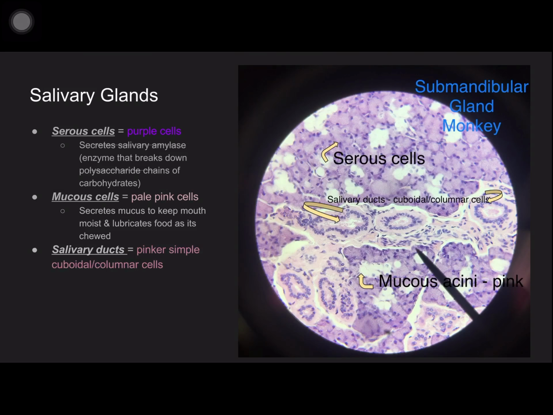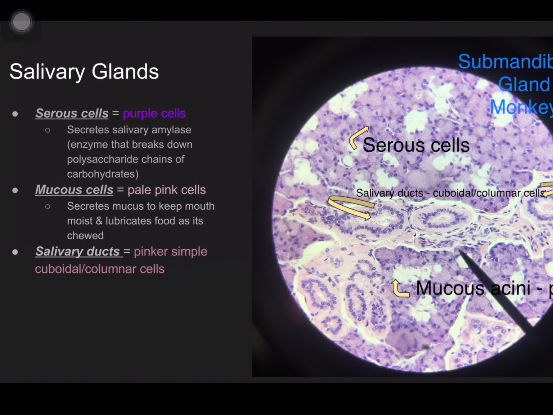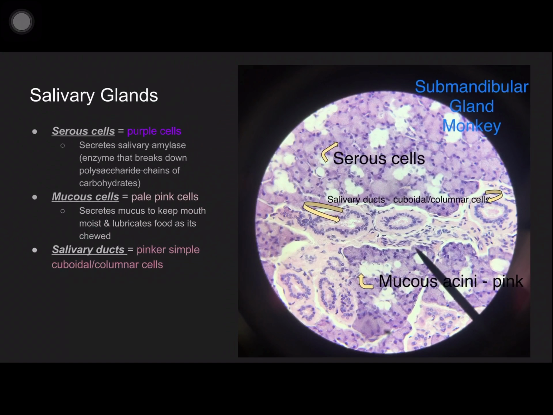Okay, going into more of the serious stuff, into the gland side of things. So we have salivary glands. So a great way to memorize salivary glands. This portion of the exam would be more on histology. So, ways to memorize salivary glands.